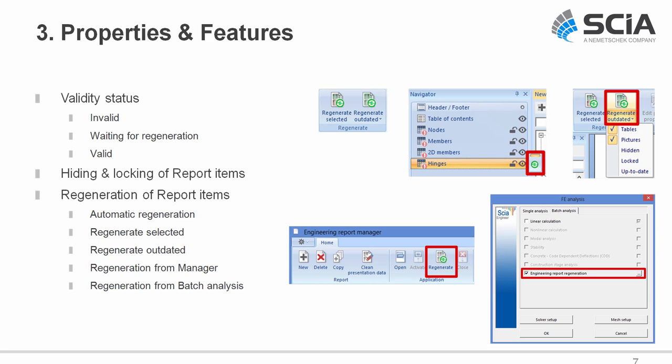The regeneration of reports can also be started from the Report Manager since version 15. Pressing this button starts the regeneration of all selected reports. All regenerated data are stored and available immediately after opening of the report. In the dialog of batch analysis, it is possible to select some of the existing reports to be regenerated at the end of the analysis. This possibility enables to run the finite element analysis and regeneration of selected reports in one step.